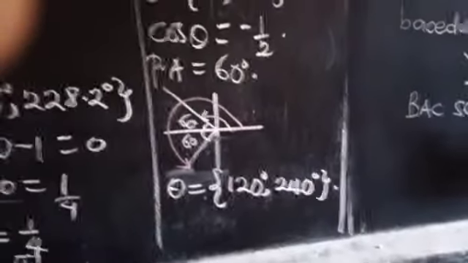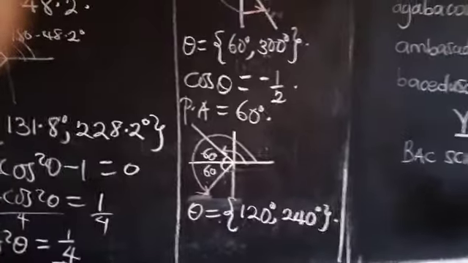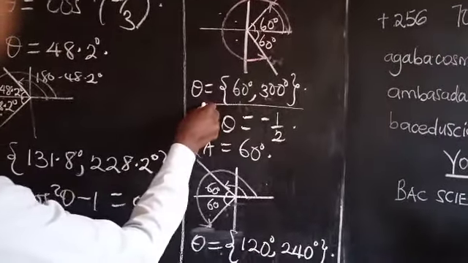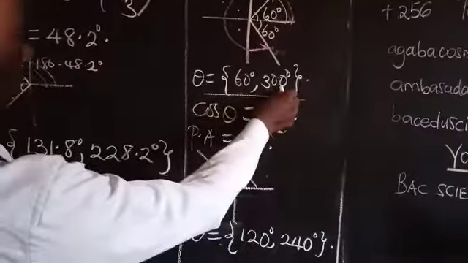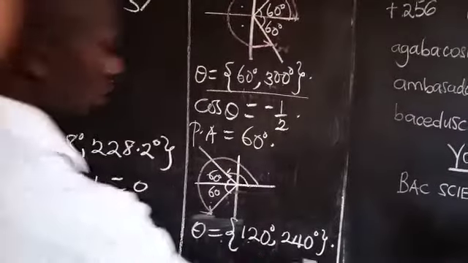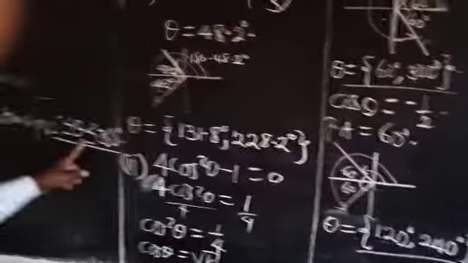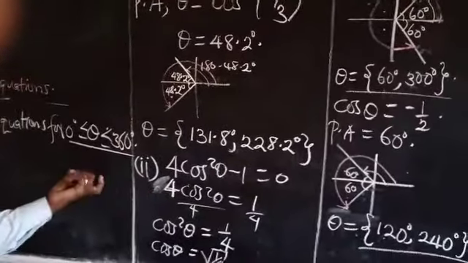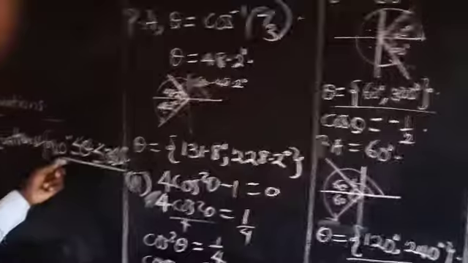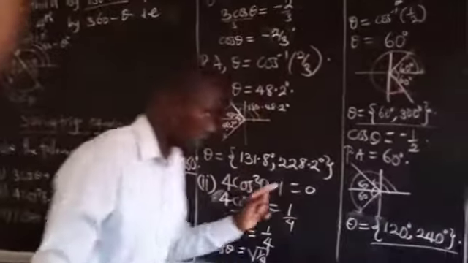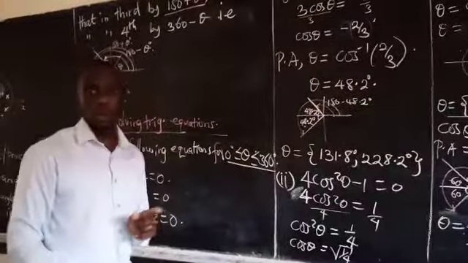So how many values of theta do we have then? Theta has all these values: 60 degrees, 300 degrees, 120 degrees, and 240 degrees. And when we check our range, all those answers are still within the range from 0 to 360 degrees. This is trigonometry. This is how we do it.